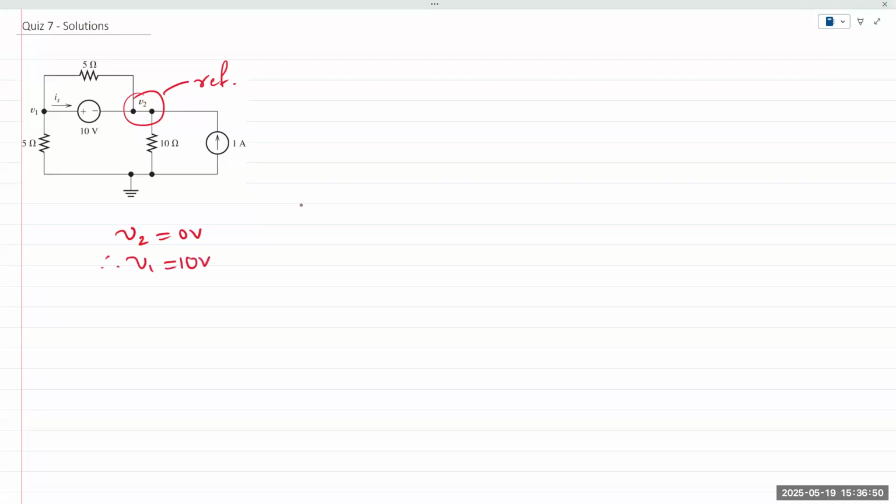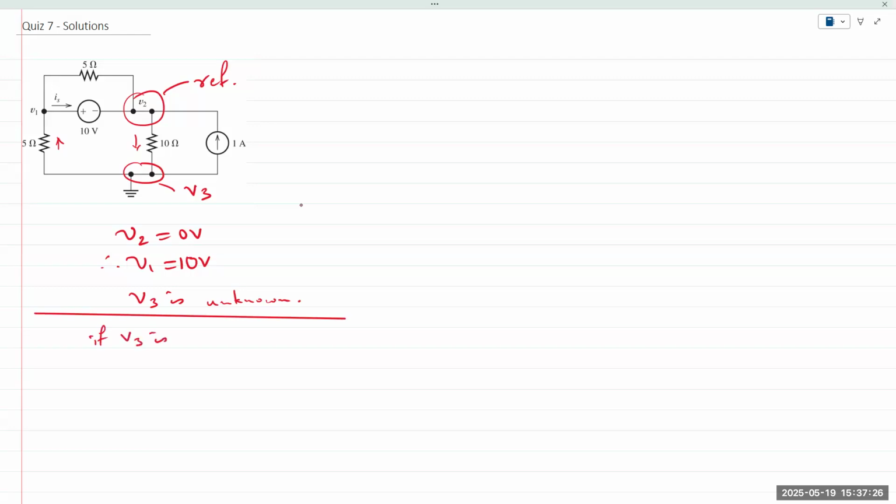V1 is 10 volts. That leaves, let's call this V3. V3 is the only unknown. If you have only one unknown, you only need one equation to solve. So you write the KCL at the bottom node, assign branch currents, and you solve for V3. If we choose V3 as the reference, that is not incorrect. That is also correct.